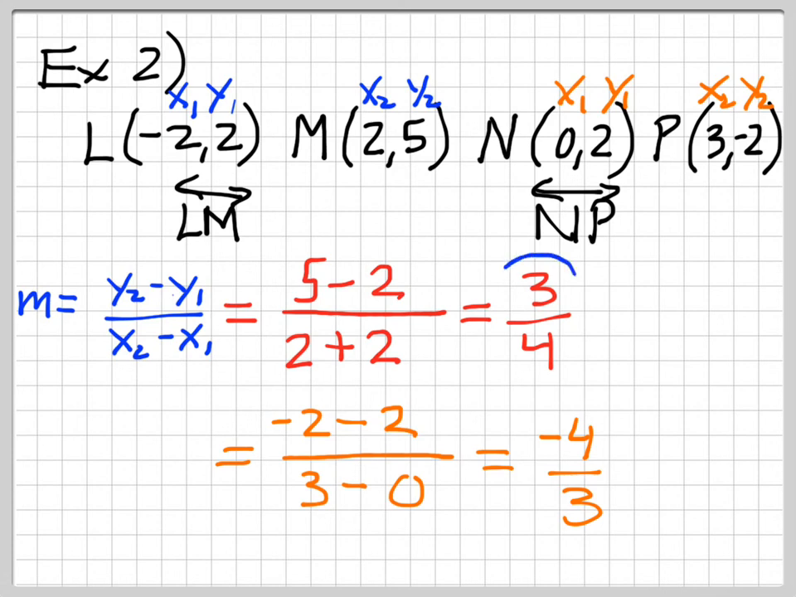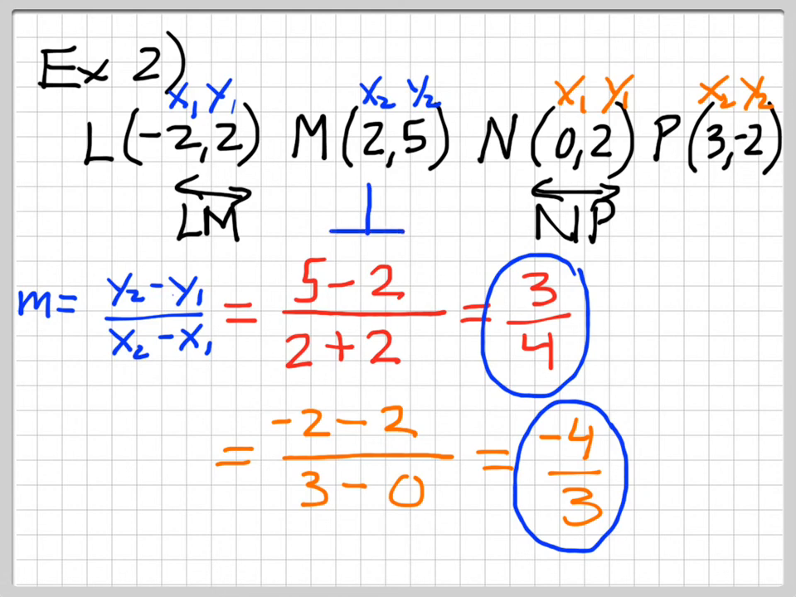And when I look at these two slopes, I can identify that they are opposite sign reciprocals of each other, which means I just flip the fraction. Therefore, these two lines are perpendicular. And this would be my final answer.